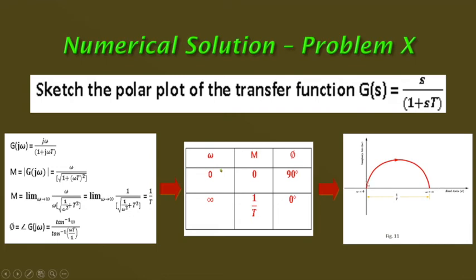From plus 90, the magnitude increases, and this magnitude is 1 by T when omega equals infinity. This is the finishing point. The axis is the 0 degree axis.